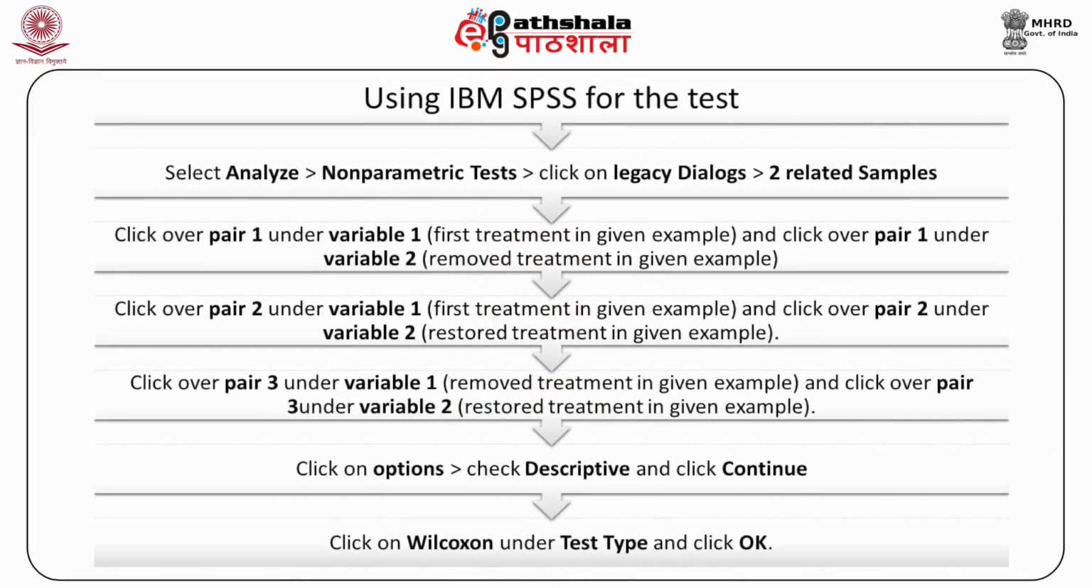Using IBM SPSS for the test. The following commands may be used for applying IBM SPSS 20 to the data. Select Analyze, Non-parametric tests, click on Legacy Dialogs, 2 Related Samples. Click over pair 1 under variable 1, first treatment in the given example, and click over pair 1 under variable 2, removed treatment in the given example.